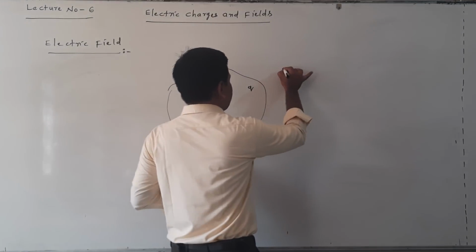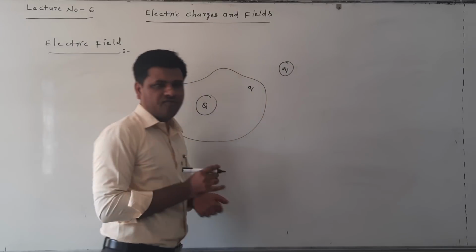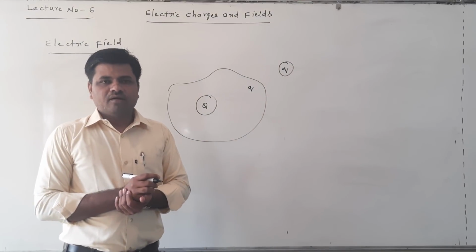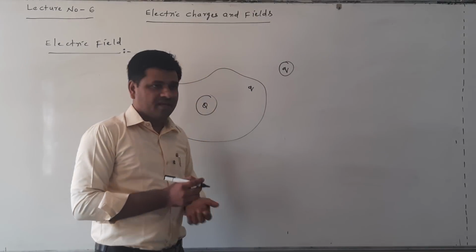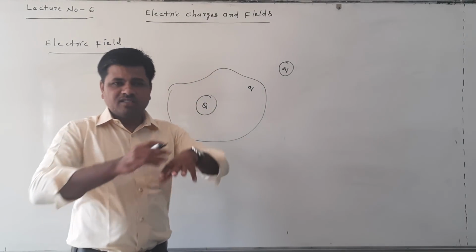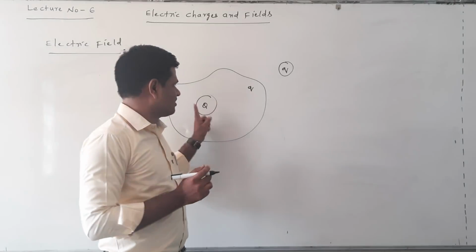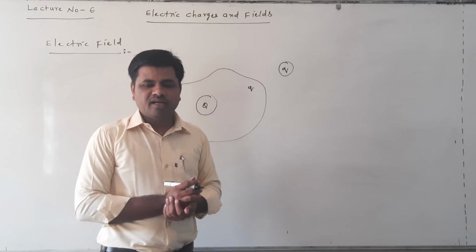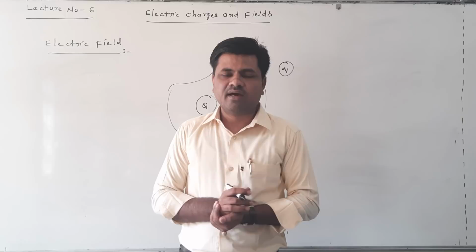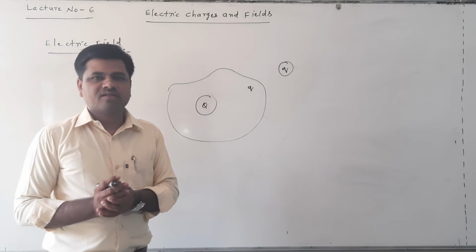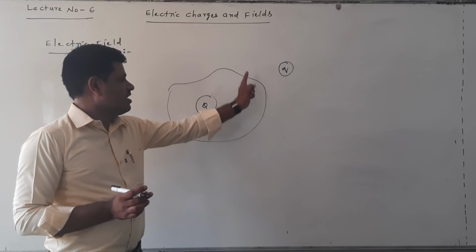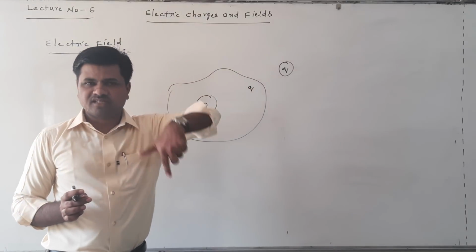Suppose the charge is placed outside, then it does not experience a force. Only in this region is there an effect of this charge. How much region surrounding this charge has that effect, that region is called the electric field. Electric field means the region or space surrounded by an electric charge in which another charge experiences a force.